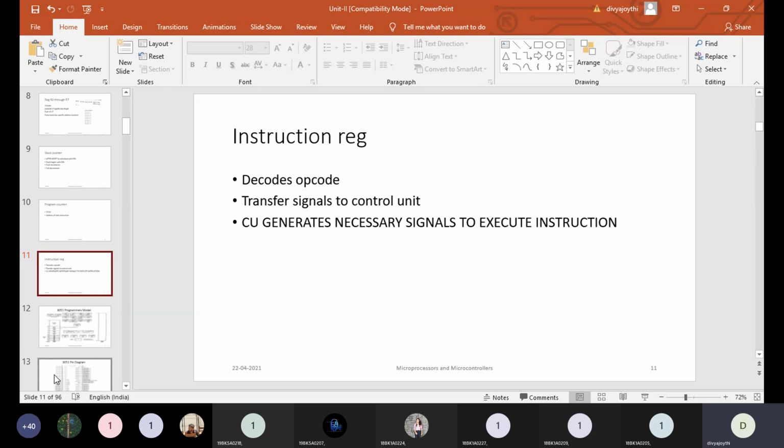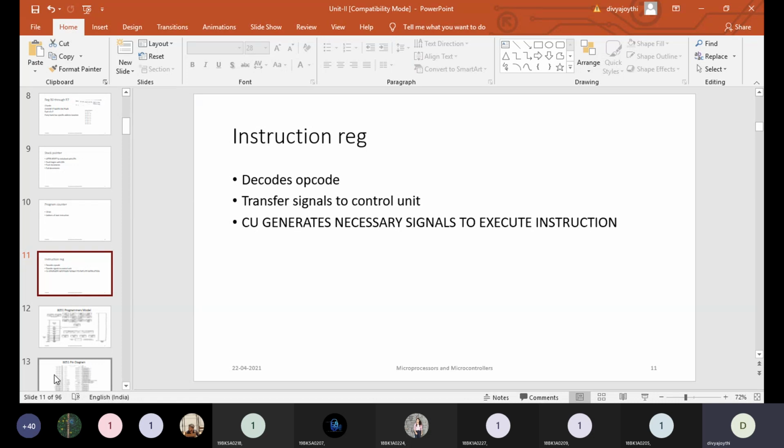Control unit is not a new block. Control unit is nothing but the timing unit only. In the 8051 block diagram, we have timer 0 and timer 1 blocks, right? Those two blocks combined can be called a control unit. So soon after the decoding is done, the instruction register will release the signals to the control unit. The control unit generates the necessary signals to execute the instruction.